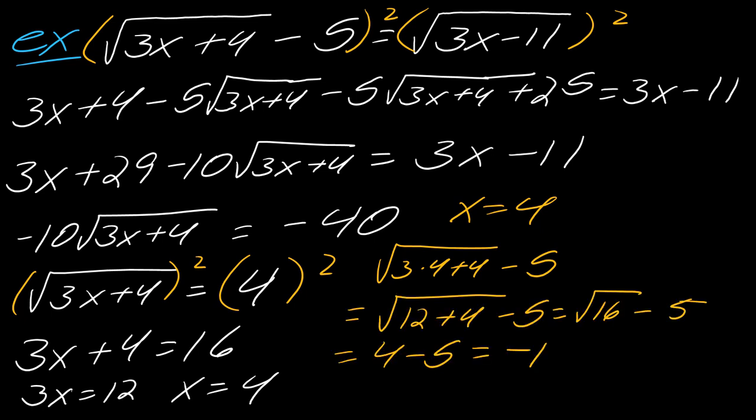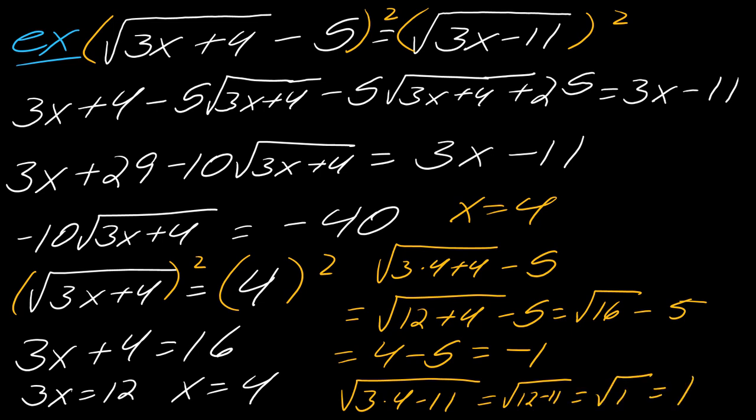negative 1. So now if I plug in x equals 4 to the right side, what do I get? This is going to give me just the square root of 12 minus 11, so this equals the square root of 1, which equals 1. And we have negative 1 and 1. These are not equal, right? So no solution.